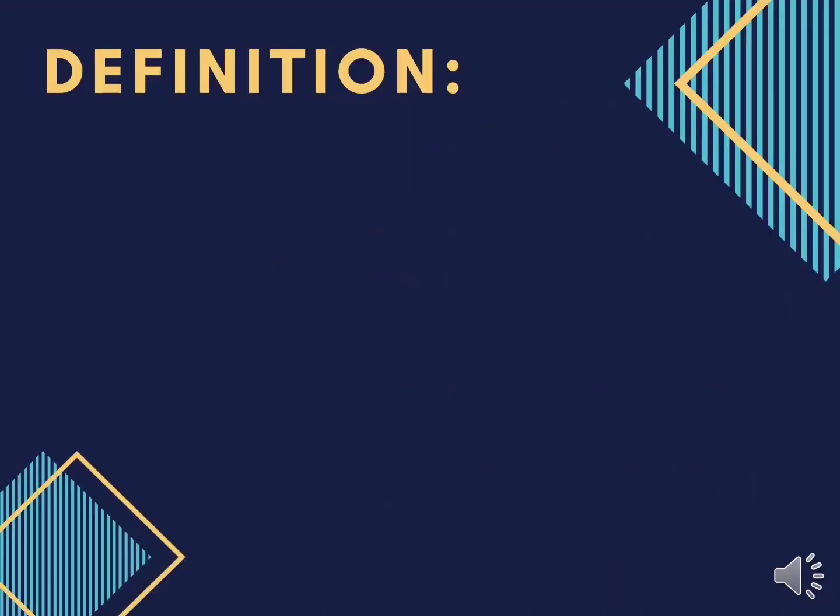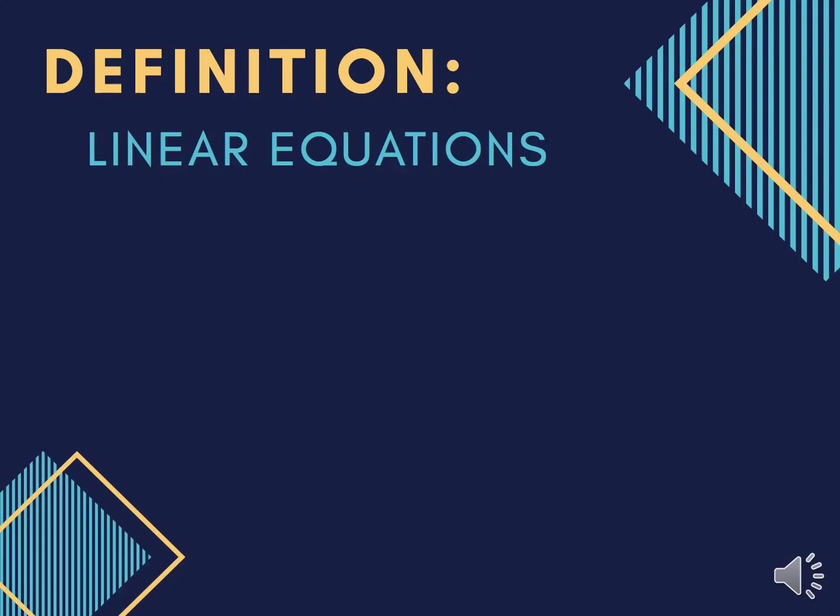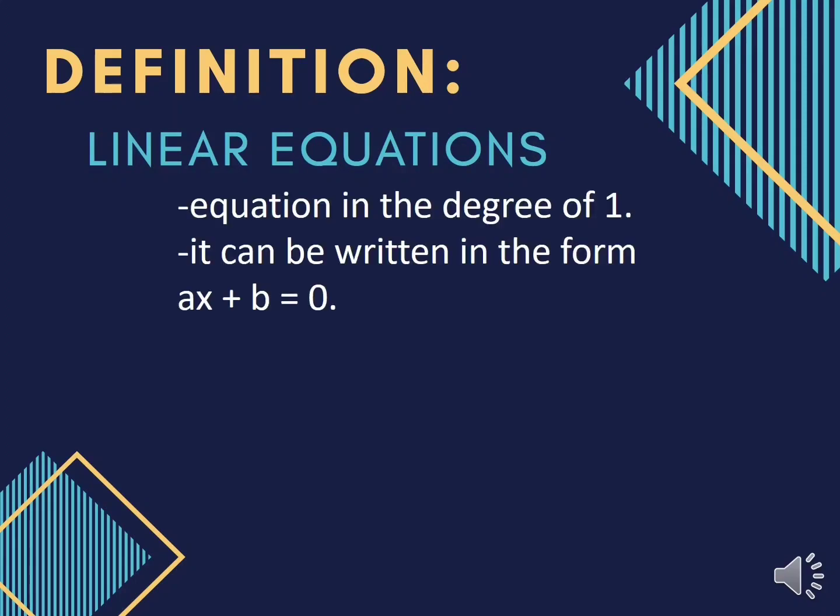So before we begin with our topic, let us first recall the definition of a linear equation. You have learned this during your previous grade. A linear equation in one variable is an equation in the degree of 1, and it can be written in the form ax plus b is equal to 0. Let us now take a look at this example of a linear equation: 2x plus 5 is equal to 0.